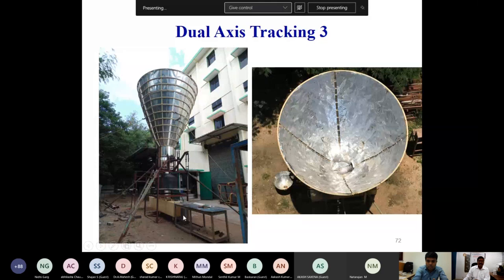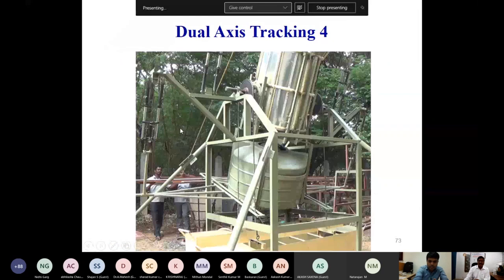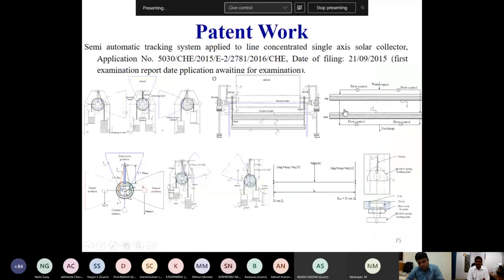With small efforts we are able to track this 100 kg to 1000 kg collector using this tracking mechanism. In this tracking mechanism you can also see the suspension system. This is the hydraulic suspension system, an automobile two-wheeler suspension as it is, assembled here. After adding the hydraulic suspension, we saw that the collector moves in a smooth way without any vibrations or oscillation caused by the wind.